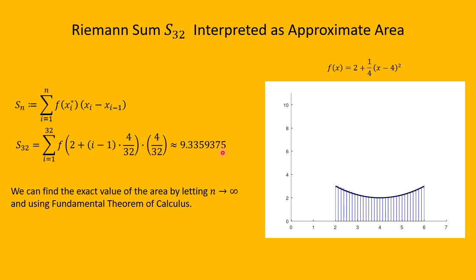9.3359375. Now, this is still an approximation of the area under this curve, but it's a pretty good approximation because if you look at the sum of the areas of all these long, thin rectangles, the sum of the areas is a pretty good approximation to the area under the curve. If we want to get the exact value of the area, we'd have to let n go to infinity, and so we would be looking at the limit as n goes to infinity of the nth Riemann sum, this Riemann sum with n terms in it, and for that we can use the fundamental theorem of calculus.